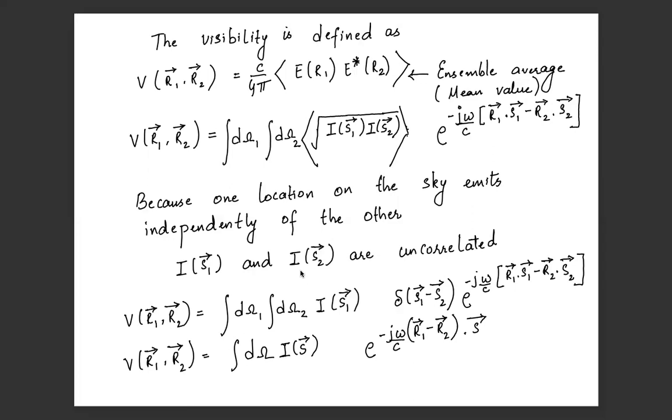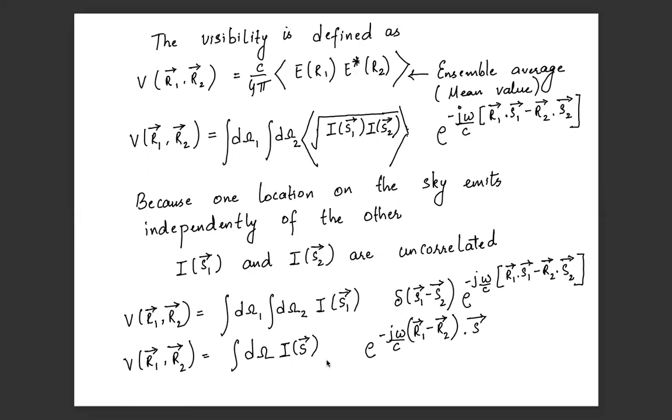Because I of S1 and I of S2 are statistically uncorrelated, their fluctuations are statistically uncorrelated. When you take the expected value, you can simplify this simply as a delta function. Only when S1 is equal to S2 will there be any contribution to this statistical correlation, simply because different sources on the sky are independent of each other. They don't know about each other. So one of the integrals, of course, drops out when you integrate over this delta function.